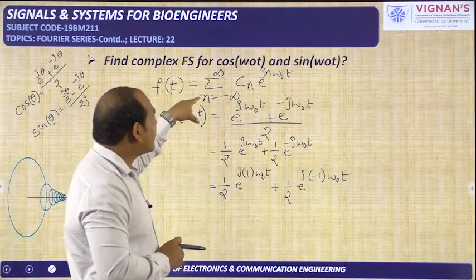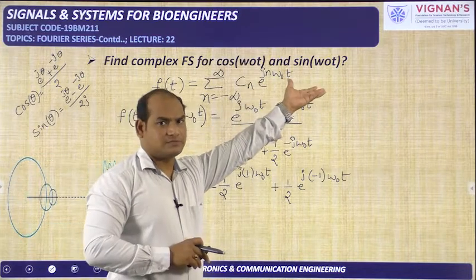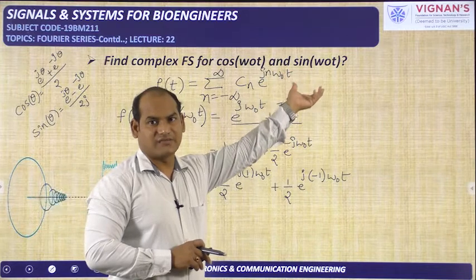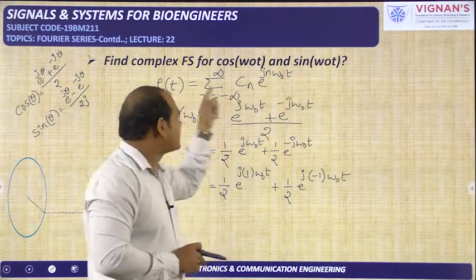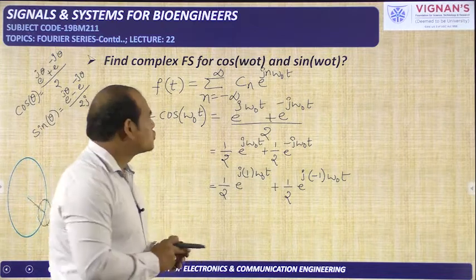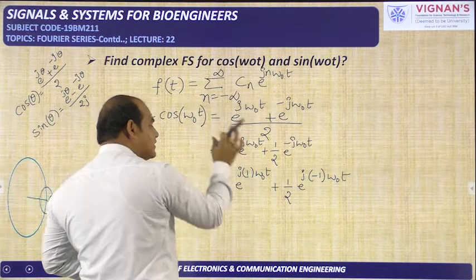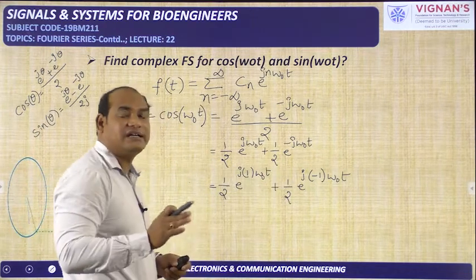If you vary the n value from minus infinity to plus infinity, an infinite number of values are available. All those infinite number of terms will be added because here discrete summation is available. So by expanding this cos omega naught t, finally you got only two terms. That means these two terms are for two different n values.